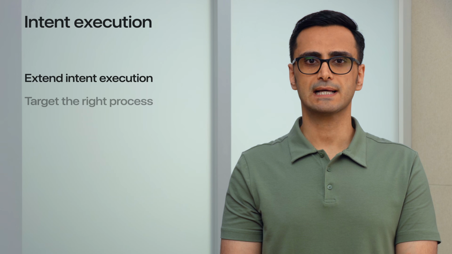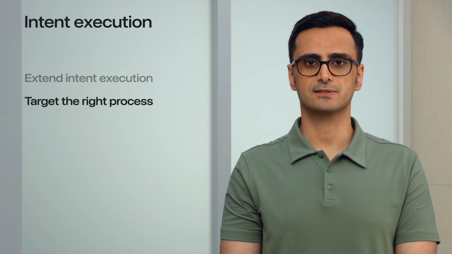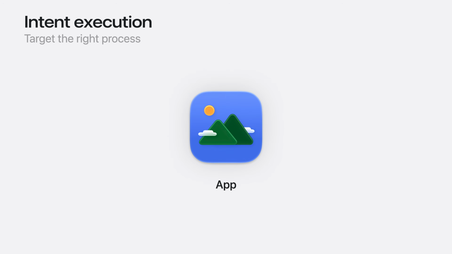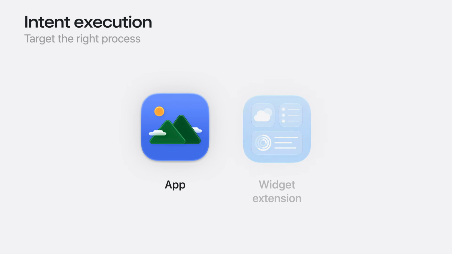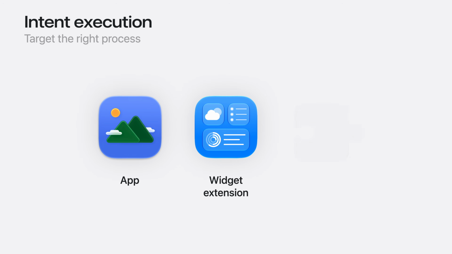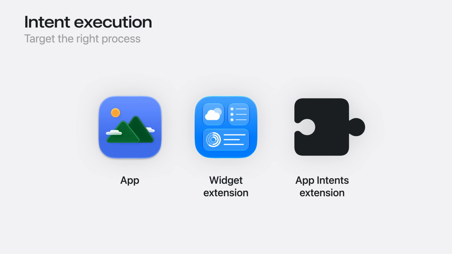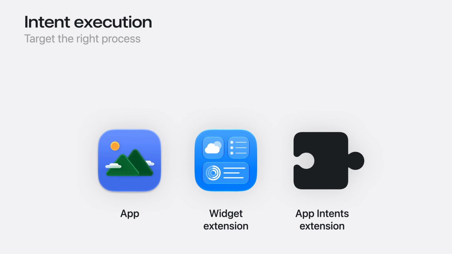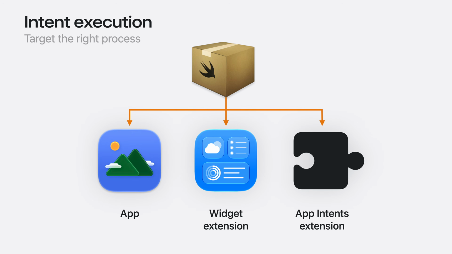So far, we've covered how long your intent runs and what happens when it stops. Let's talk about which process runs it. As your app grows, you may move some intents into a widget extension or an app intent extension. Lightweight, separate processes that can handle requests without launching your app. You may also create a shared Swift package or framework where your intents and entity live, and import it into your app and extensions. In fact, that's exactly what I did with the travel tracking app.